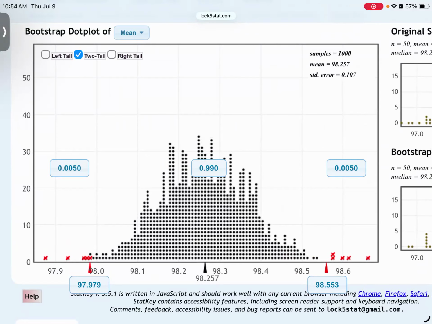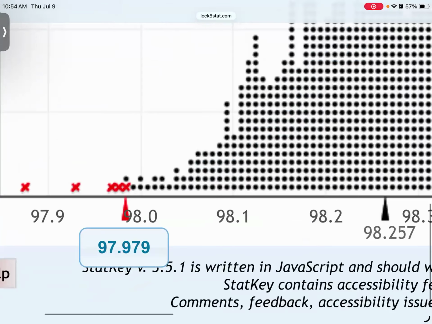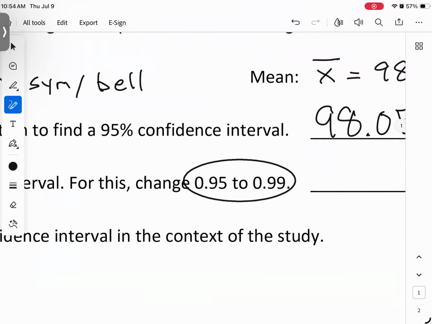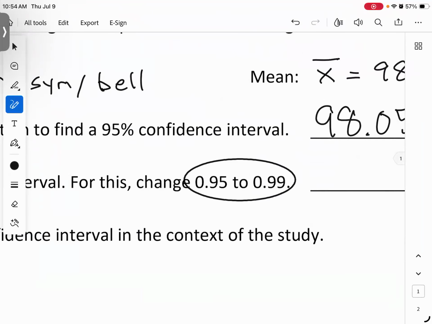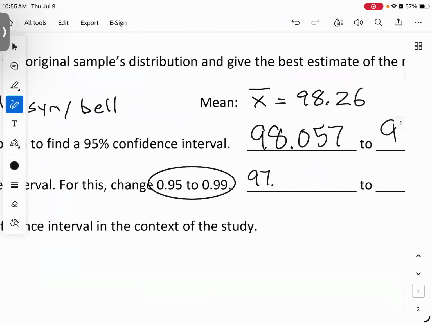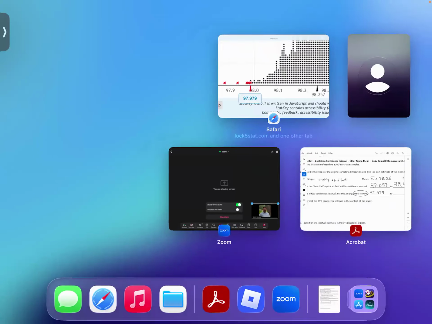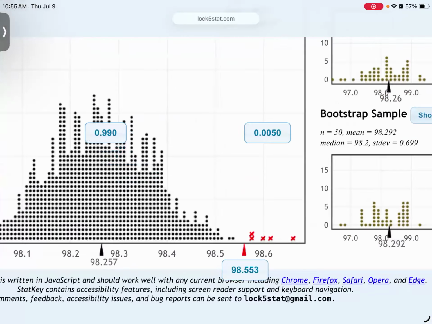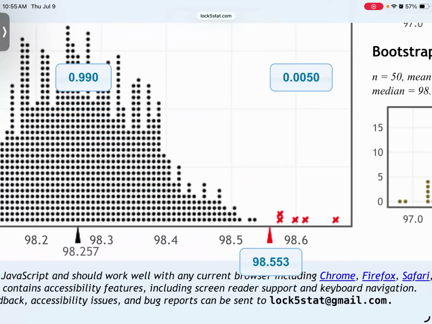Down at the bottom, I've got 97.979. Let me go and write that down. 97.979 is as low as what it might be. And then for the highest that it might be, there it is, in the bottom right corner, 98, oh, excuse me, 98.553.